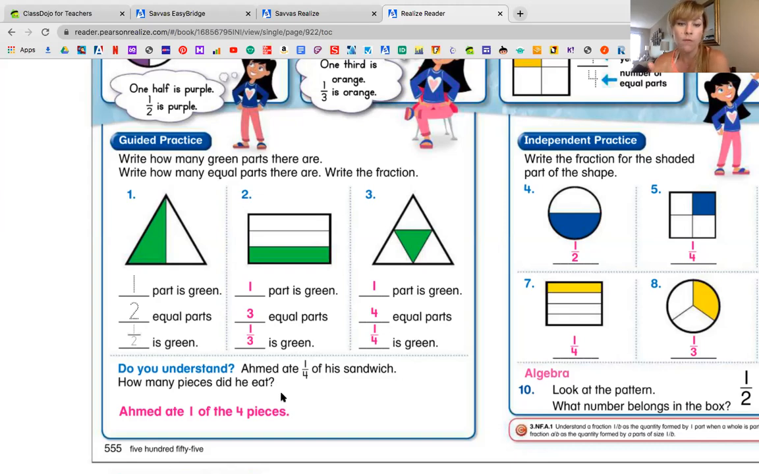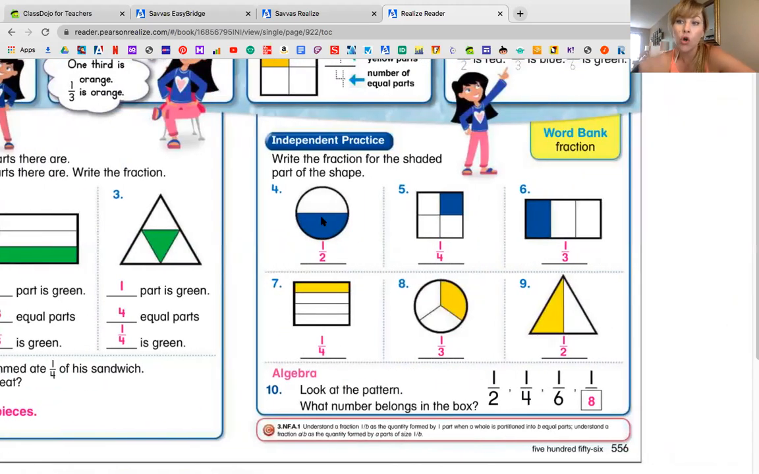Ahmed ate 1/4 of his sandwich. How many pieces did he eat? So 1 of 4 of his sandwich. So he has 1 of the 4 pieces eaten. So that means 4 pieces, one has been eaten. So he ate one of four. In this case, he ate one of the four pieces. Remember that line, just like that multiplication sign, is read as the word of, okay?